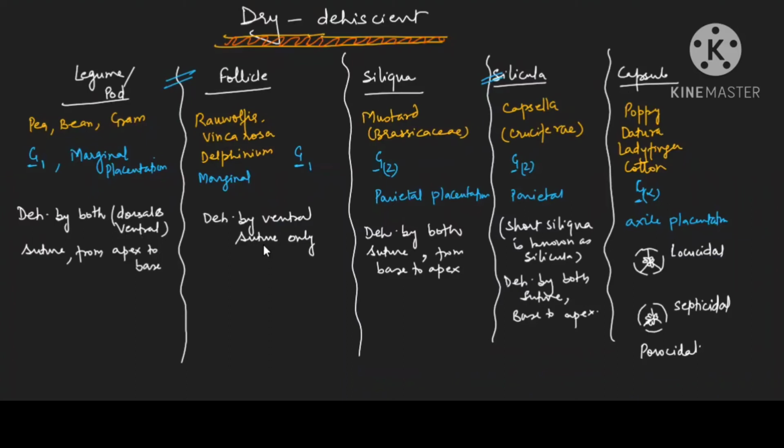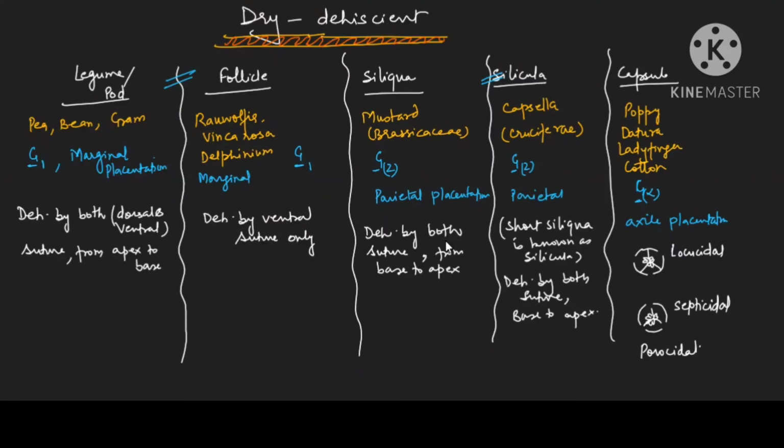It is just like a legume only. Now come to the siliqua. Siliqua will also dehisce by both the sutures, but it will be from the base to the apex. Understanding the difference better? Which one is from apex to base and which is from base to apex? Now check once again: in case of the legume and follicle, they are only monocarpellary. But siliqua and silicula, both are bicarpellary with parietal placentation. Here it is parietal placentation, not marginal, okay?